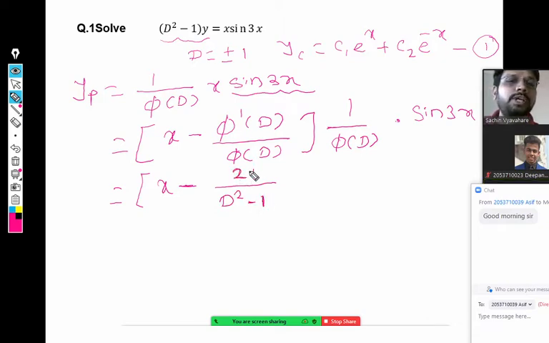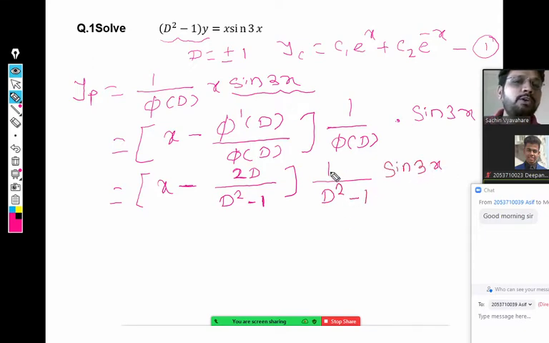Sir, 2D. Yes, correct, 2D. And outside again 1 upon phi d is there. So outside again d square minus 1, and that is a sine 3x. So can you tell me what should be the value of this?